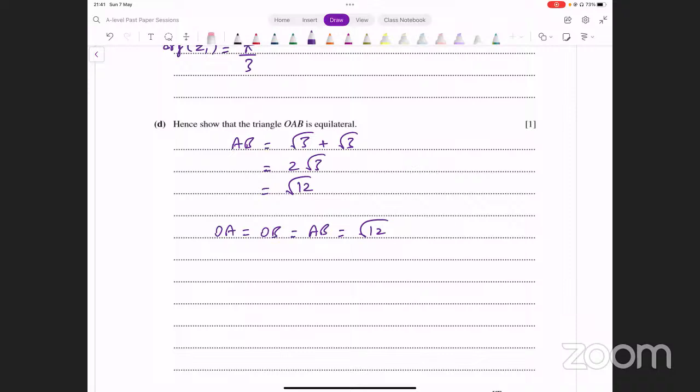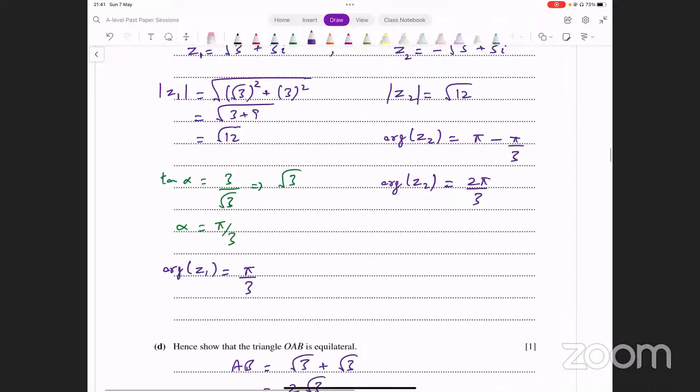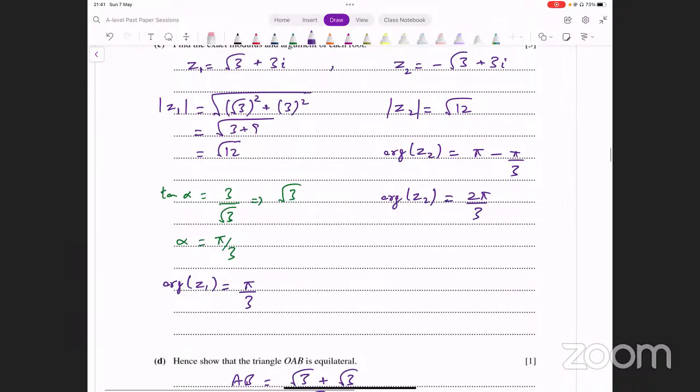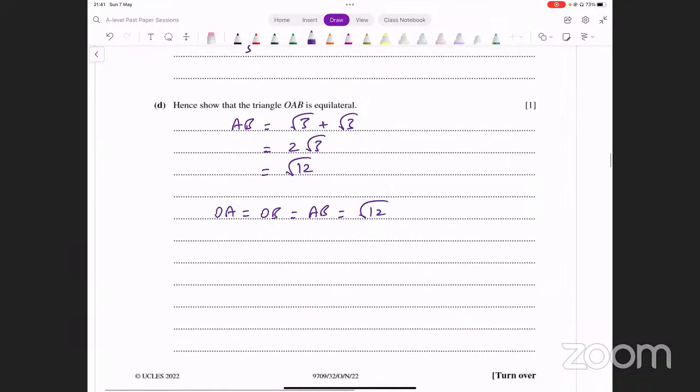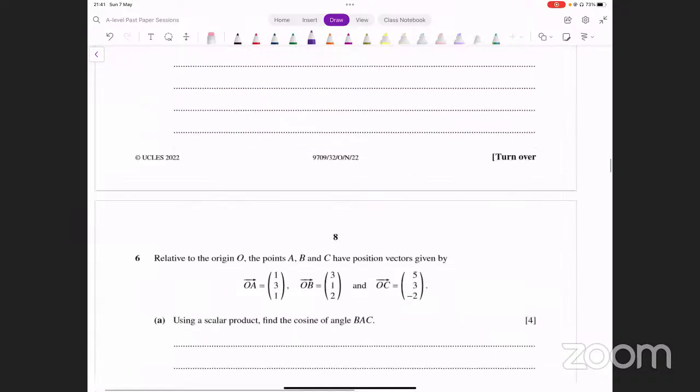ऑलराइट, आपने सारे प्रूव कर दिया कि सारी लेंथ्स इक्वल हैं. दो लेंथ्स आपने ऑलरेडी निकाली हुई थी, स्क्वायर रूट ऑफ 12. थर्ड भी आपने प्रूव कर दी कि वो भी वही आती है. So that's why it's an equilateral triangle. All right, let's move on to the next one.